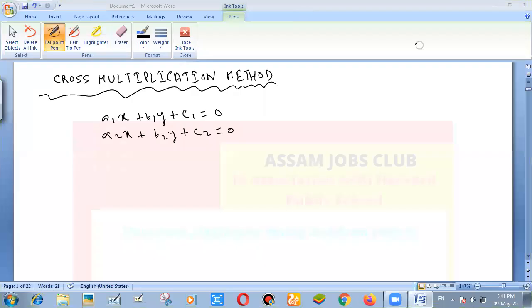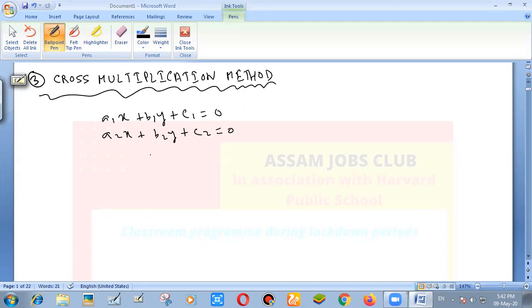We are going to discuss a new method, the cross multiplication method. Till now we have discussed two methods: one is the elimination method and another is the substitution method, and this is the third method, the cross multiplication method. Suppose two equations are given, a1x plus b1y plus c1 equal to 0 and a2x plus b2y plus c2 equal to 0.